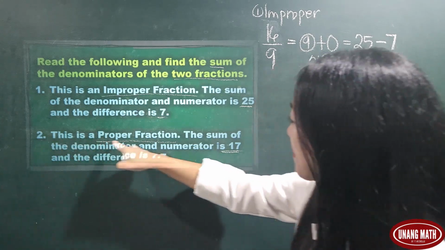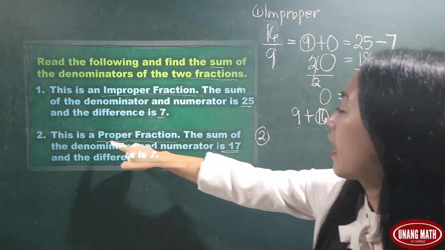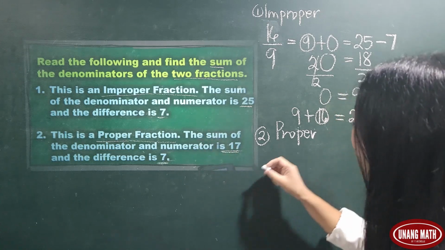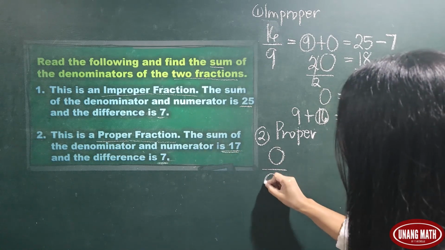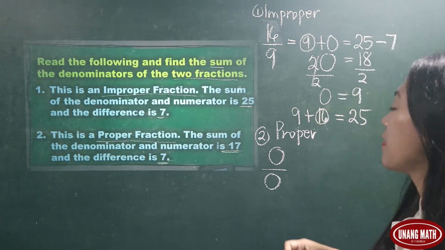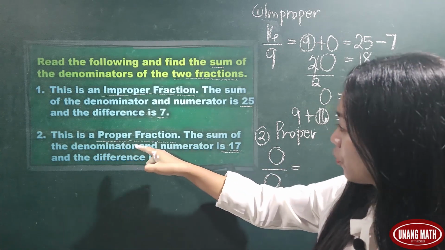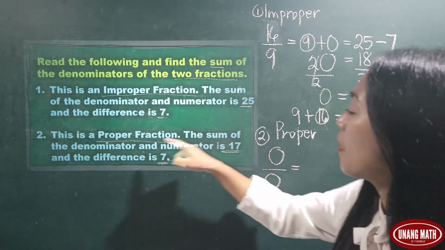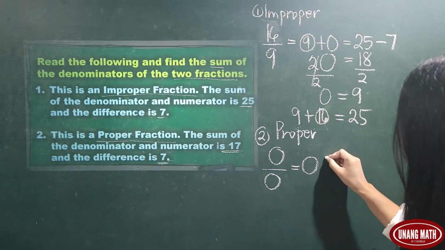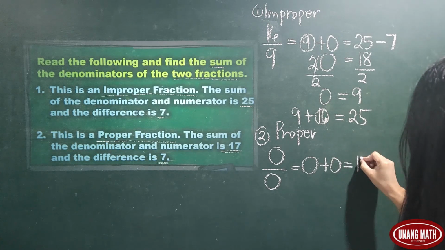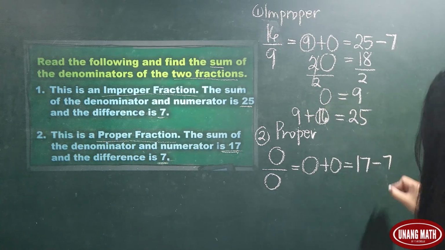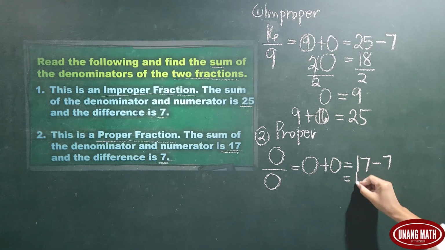Okay, ngayon alamin naman natin ang fraction number 2 and this is a proper fraction. Okay, hindi rin natin alam ang numerator at denominator ng proper fraction na ito. So, let's represent using these symbols. Okay, according sa condition number 2, ang proper fraction na ito, the sum of the denominator and numerator is 17. So, ang denominator plus ang numerator is equal to 17. And the difference is 7. So, minus 7. Okay, 17 minus 7, this is 10.